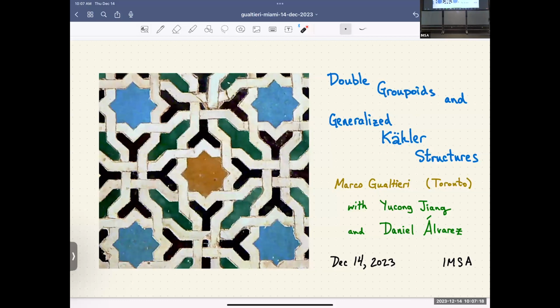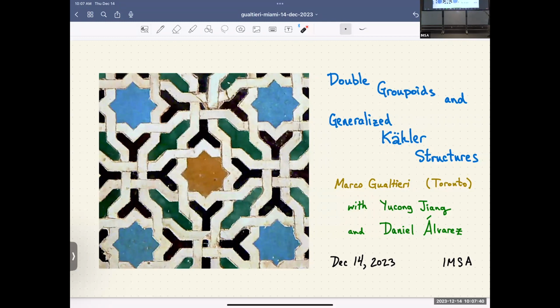Sorry. So what I'm going to talk about today, and this is payback for all of you hate bundle people, I've heard enough. I'm going to talk about double groupoids and generalized Kahler structures. What you see on the left is either a 16th century Moorish tile pattern or a double groupoid, depending on how you want to think about it.